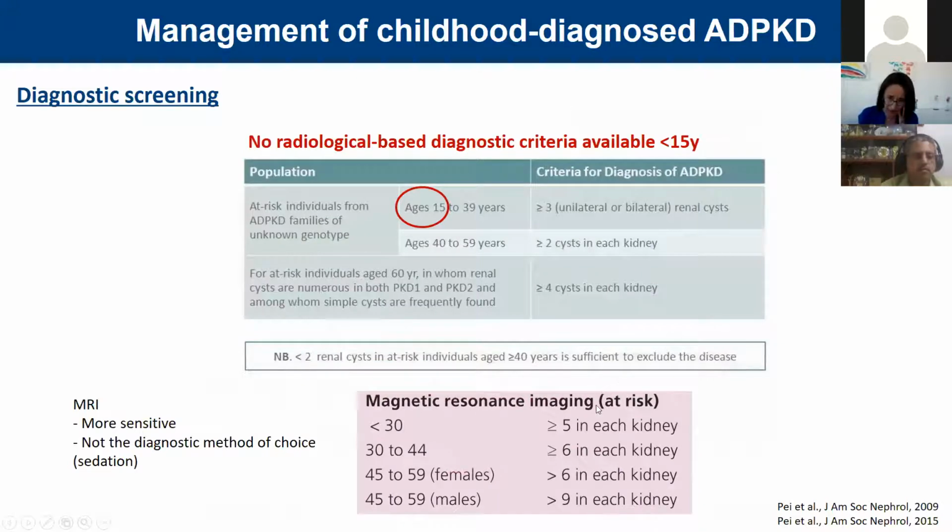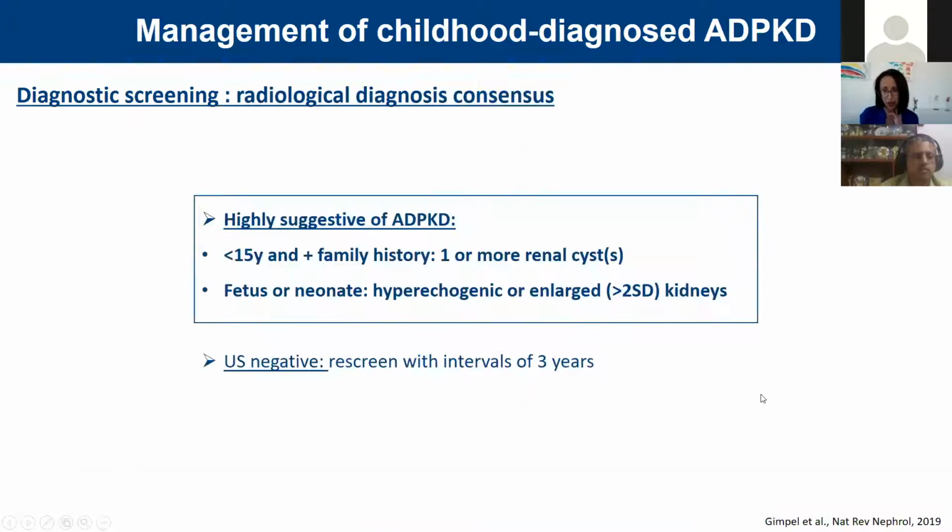As my colleague just said, there is really no radiological-based diagnosis under the age of 15 years. However, with our consensus paper and discussing with renal nephrologists, we think if you have a child younger than 15 years with a clear familial history, and you have 1 or more renal cysts, it is already highly suggestive of having the disease. When you have a fetus or a neonate with hyperechogenic enlarged kidneys and a clear familial ADPKD history, it is also highly suggestive of ADPKD.